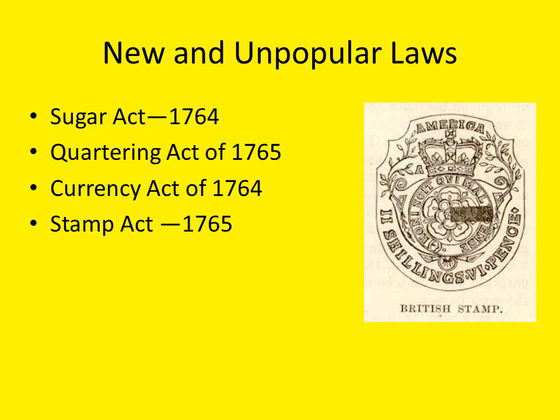Among the acts put together by Parliament to raise revenue after the 7 Years' War, the Sugar Act actually reduced the amount paid on a gallon of molasses from 6 pence to 3 pence per gallon. The British hoped that the lowering of the tax would mean that it would actually be collected.